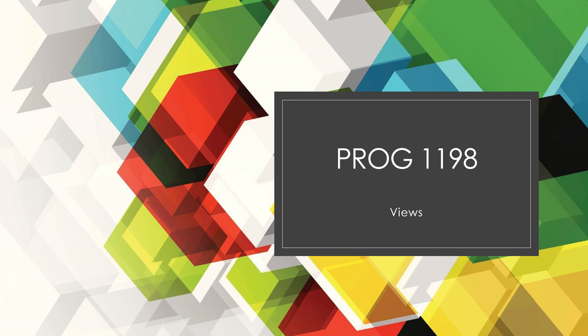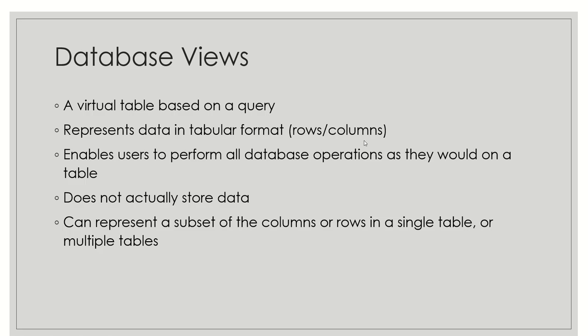Today's topic is views. So we're going to be taking a look at what a view is and how to create one. So a view in a database is a database object that acts like a virtual table based on a select query. So it represents data in tabular format with rows and columns. Essentially, a view is a way for you to create a custom data set. A view enables users to perform all database operations as they would on a table. It does not actually store the data though. So the view creates the data set when the view is called upon.